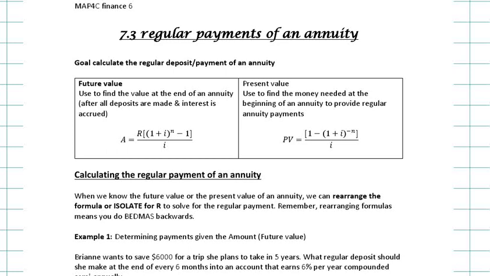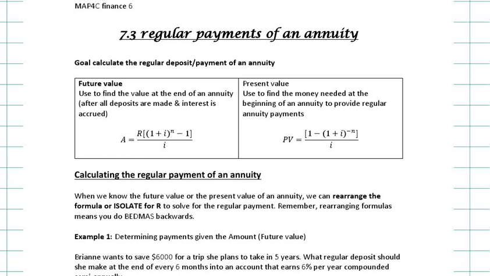Okay, so yesterday we learned about how to find the present value and the future value of an annuity. Today our goal is to calculate the regular deposit or payment of an annuity. So basically, yesterday we were given R to find A or PV. Today we're going to be calculating R, given the A or the PV.